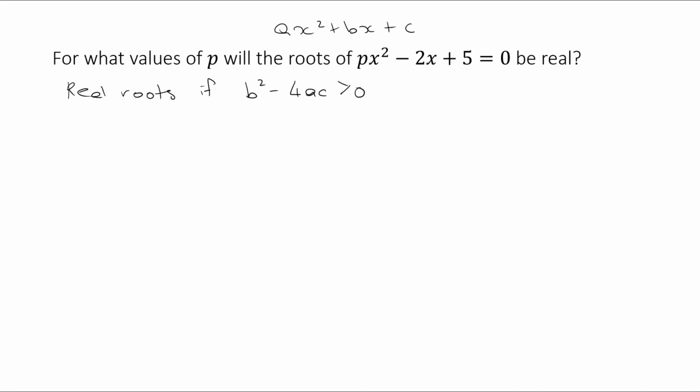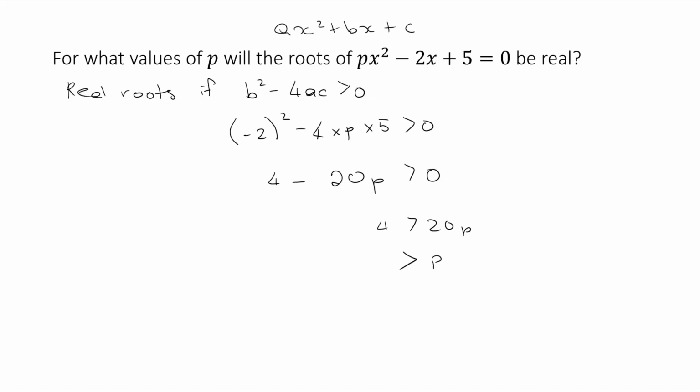We've got the rule, and now we just have to put in that. So the roots will be real if negative 2 squared minus 4 times p times 5 is greater than 0. So what have we got? 4 minus 20p is greater than 0. 4 is greater than 20p. p is less than 4 over 20. Therefore, p is less than 0.2.